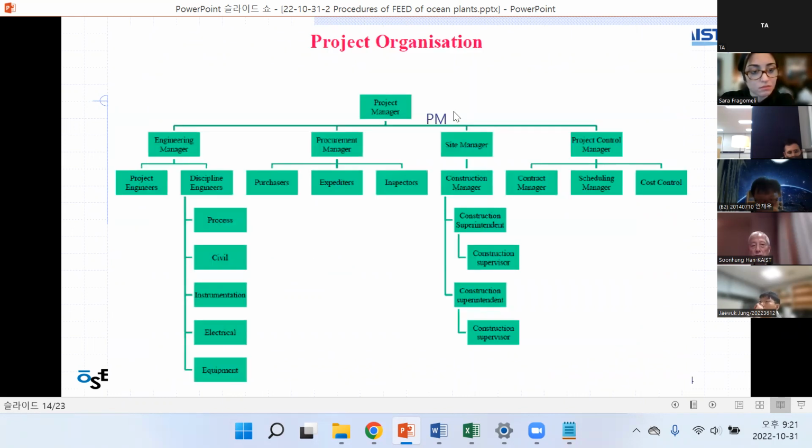So here is something like project management. So PM is important for project management. We need to manage engineering, procurement, and site, meaning a construction site. And then the project control manager is to help project managers.